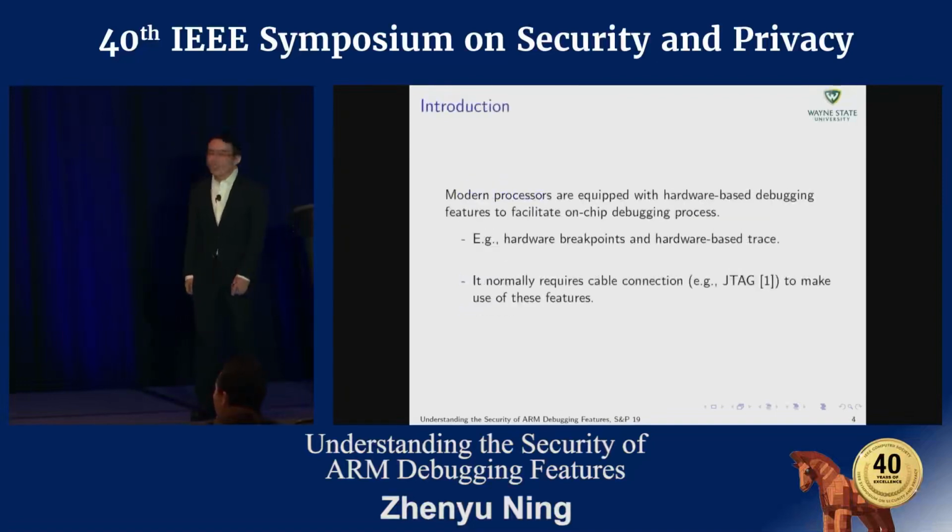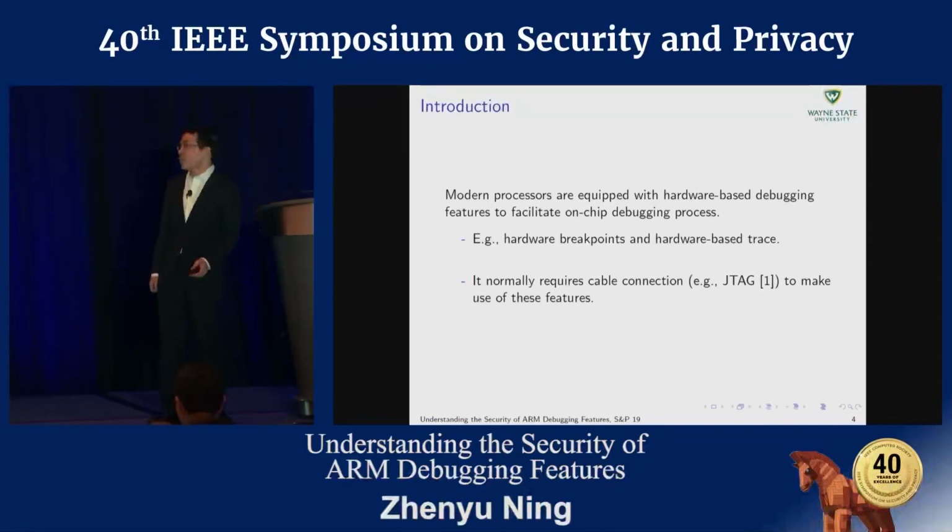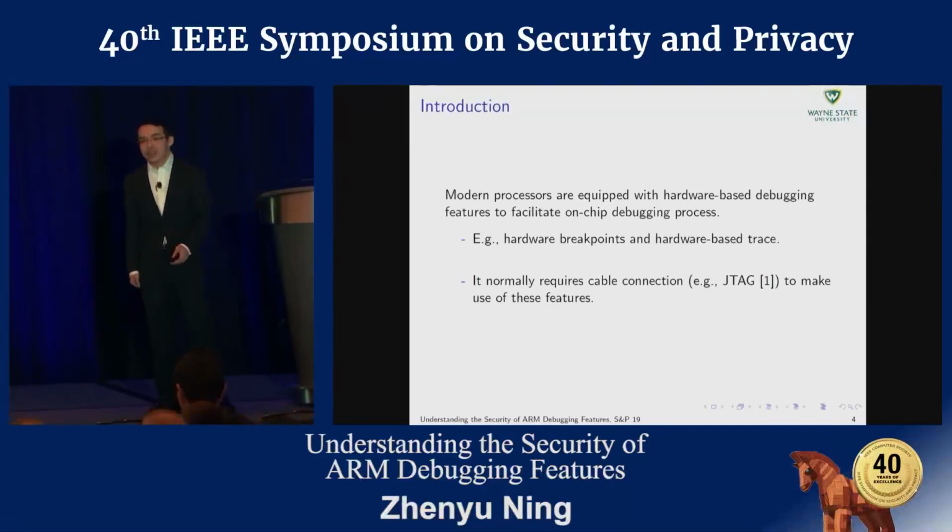As we know, modern processors are normally equipped with hardware-based debugging features. For example, we have some hardware-based breakpoints, and also we may have some hardware-based trace components. To make use of these hardware debugging features, it normally requires us to make a physical connection, like a JTAG cable connection to the device.